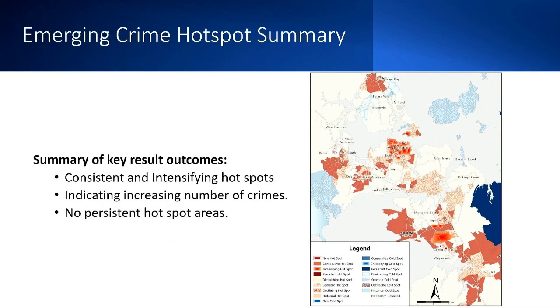From the emerging hotspot analysis results, we can see consistent and intensifying hotspots in many suburbs, which indicates an increasing number of crimes. It is also noted that there are no persistent hotspots, which indicates that crime spatial dynamics change over time. This is commonly due to crime diffusion or displacement, where crime prevention efforts can cause crimes to move to different areas or to the surrounding suburbs.